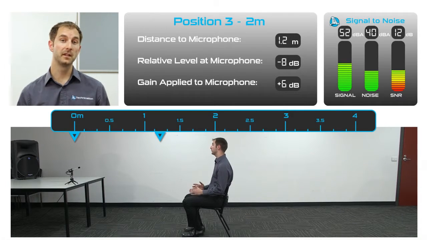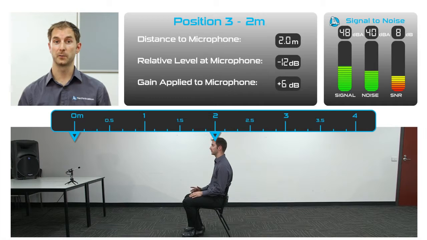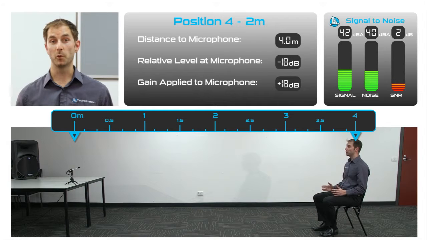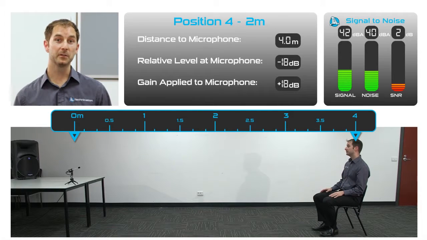If I move back to 2 meters and again increase the microphone gain to compensate, you'll now be hearing the result of only an 8 dB signal-to-noise ratio. And finally, back at 4 meters from the microphone, you're now hearing the result of only a 2 dB signal-to-noise ratio. And I'm sure you'd agree, the result is completely unusable for conferencing.